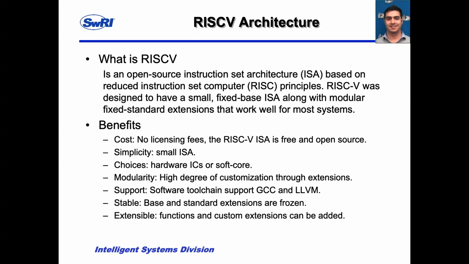Choices. There are many hardware ICs and soft cores that one can choose from. Modularity. There is a high degree of customization through ISA extensions. Support. The software toolchain supports GCC and LLVM. Stable. The base and first standard extensions are already frozen, so there is no need to worry about major updates. It is extensible. Functions and custom extensions can later be added into the core.